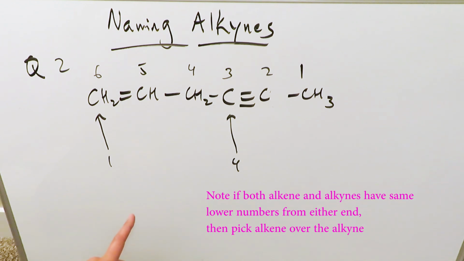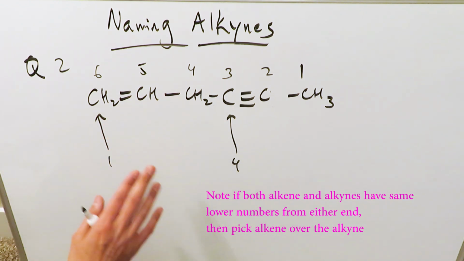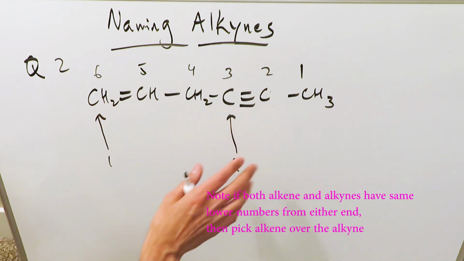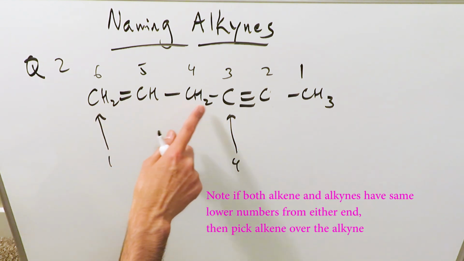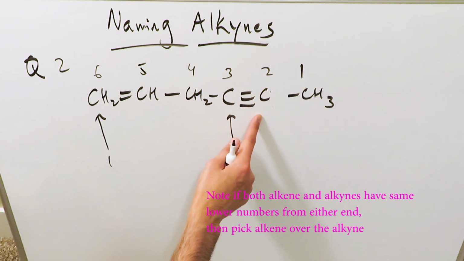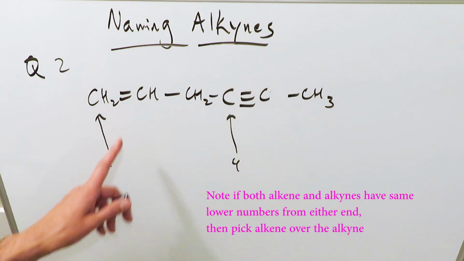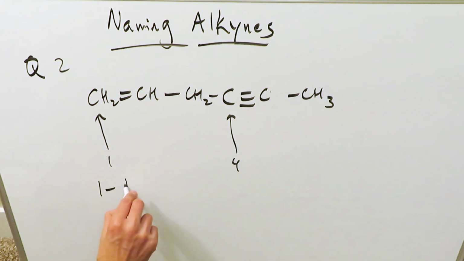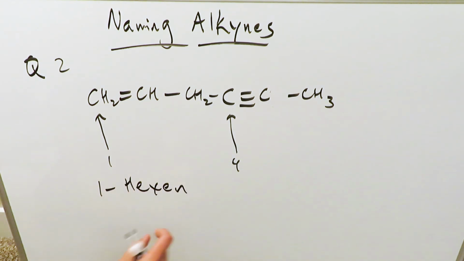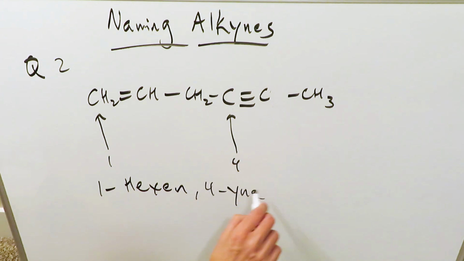Whichever one can be given the lowest number, you go from that direction. Here I can clearly give the alkene the lower number, therefore I will proceed from left to right in terms of my numbering: 1, 2, 3, 4, 5, 6. If I go in the other way, I'm getting lower numbers for the alkyne, but we have to still proceed from left to right. In this particular case, we're still looking here at a 1-hexene to indicate I have an alkene on carbon 1, but then I will say over here 4-yne, and this right here will be a correct name.